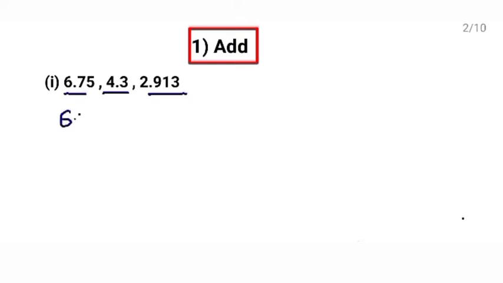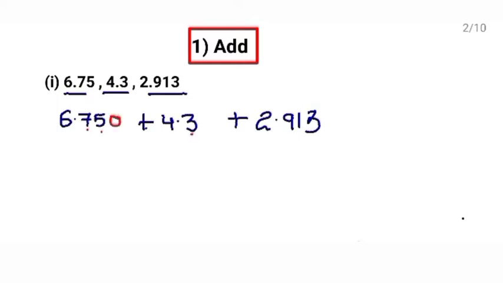Firstly write the numbers: 6.75 plus 4.3 plus 2.913. Now you want to make 3 digits after decimal. Here we have 2, so put 1 zero here. Here we have only 1 digit after decimal, so you will put 2 zeros now. Right? This number already has 3 digits after decimal. Now in all these numbers we have 3 digits after decimal. That means these numbers are like decimals.